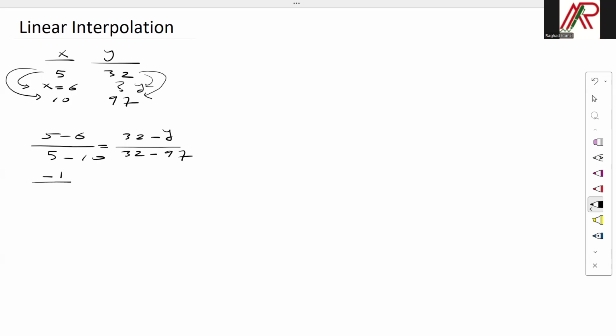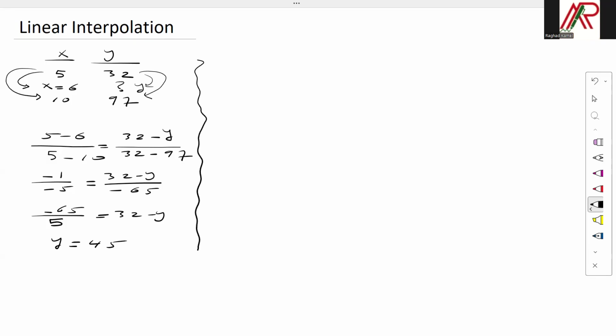That's it. Minus 5 equals minus 65 divided by... and when you simplify this one, we can multiply both sides by 65, equal 32 minus y, and then here y would be 45. So you can solve it in a different way.